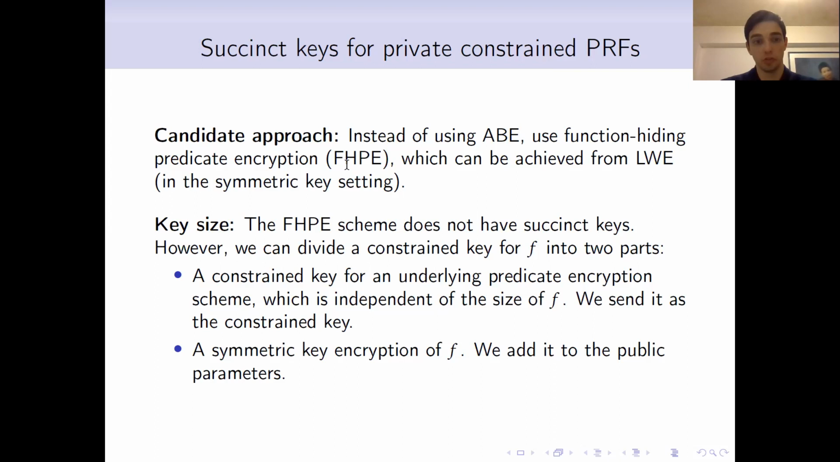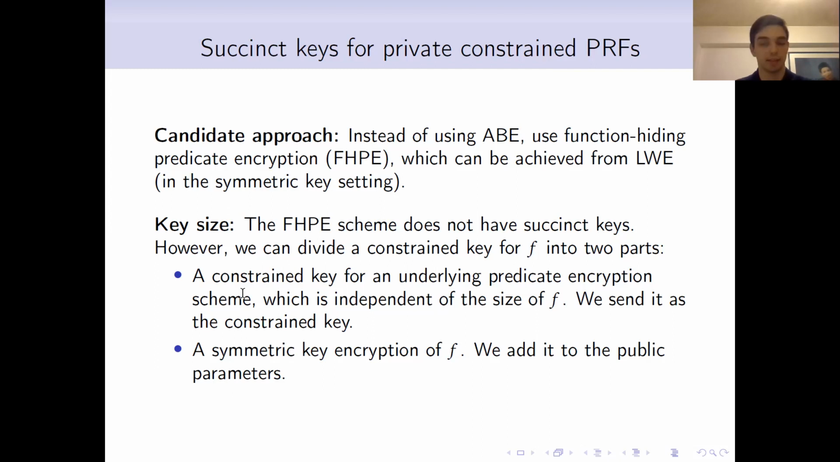But this raises another issue, which is that this function hiding predicate encryption does not have succinct keys. We don't know of any construction that does. It may very well be impossible, in fact. However, we can find a way to get around this problem, which is to observe that the constraint key has two parts. The first part is a constraint key for an underlying predicate encryption, which is not function hiding, just a regular predicate encryption scheme. And these can be succinct, independent of the size of f.